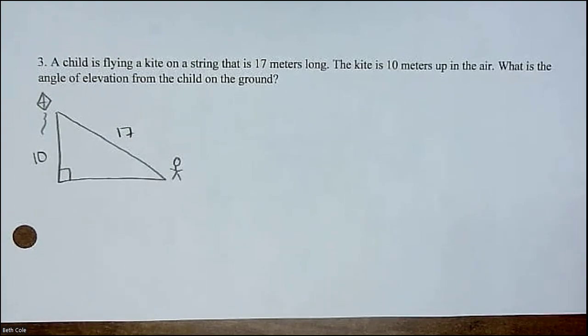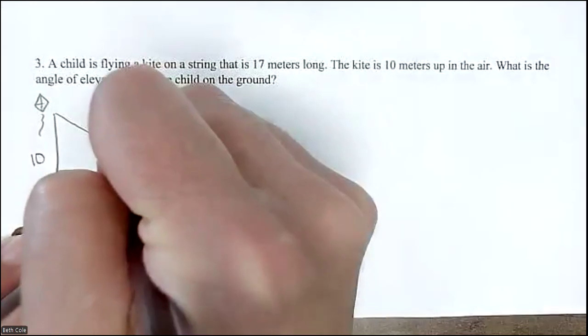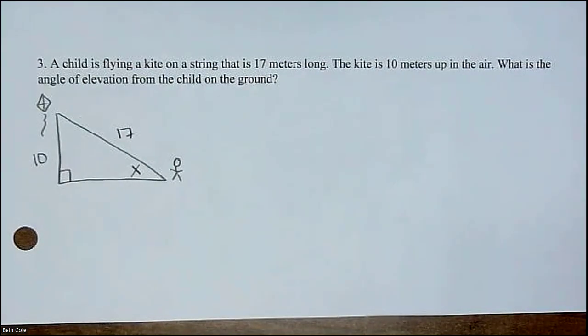What is the angle of elevation from the child on the ground? So this is the value that you're looking for. I'm going to call it X. You can call it whatever you want. Call it theta. Usually we use theta for angles, but I'm using X because that's what we're looking for.